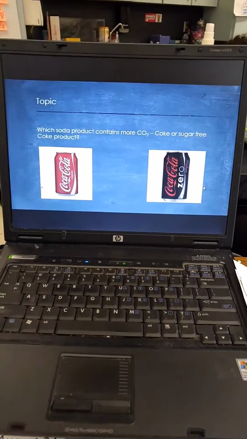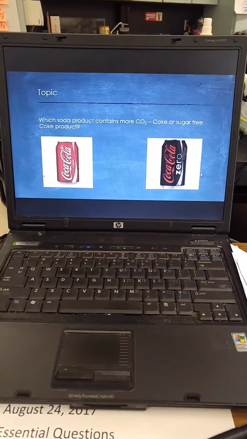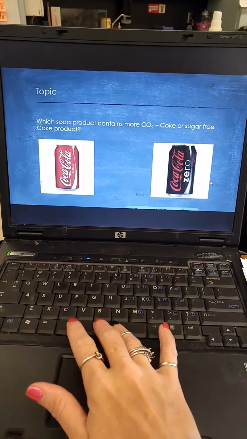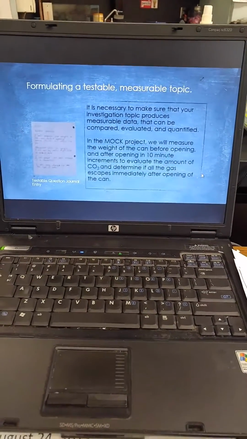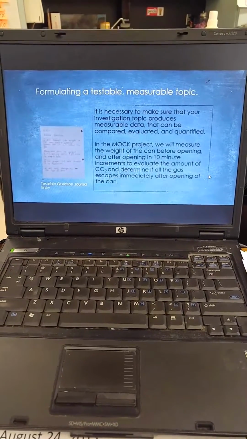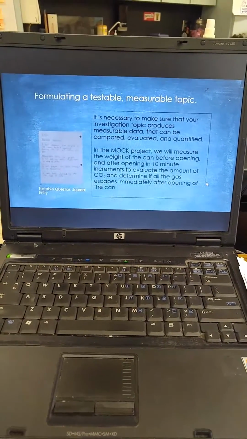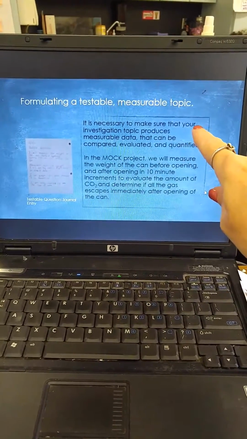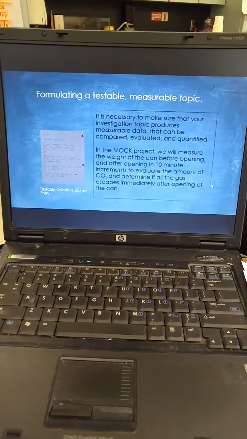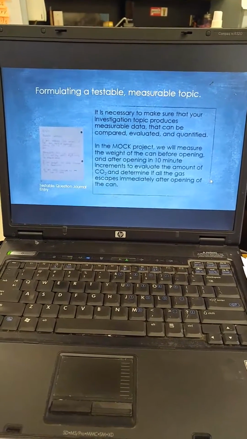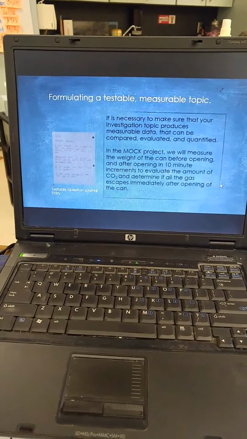Next we have topic, which is also investigating. Which soda contains more CO2? So that's my question. Coke or sugar-free Coke product? Still investigating. And here we have formulating a testable and measurable topic. You see there's a journal entry there. The first part, this right here, is what should be written in the notebook. It is necessary to make sure that the investigation topic produces measurable data that can be compared, evaluated, and quantified.